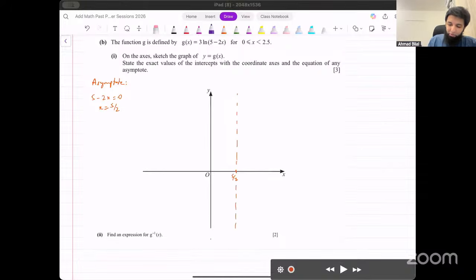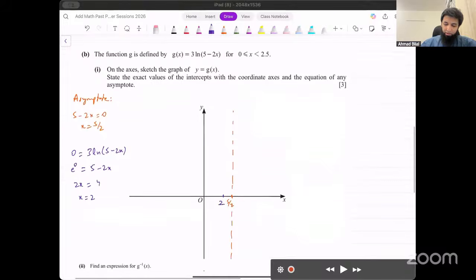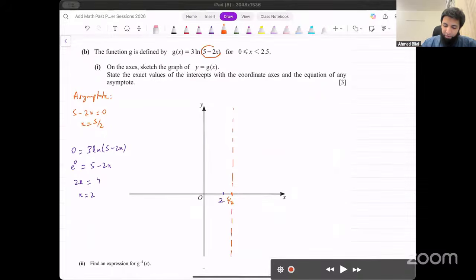What about the intercepts? Put y equal to 0. You get 0 equal to 3 ln of 5 minus 2x. 3 goes to the other side, gets eliminated. E power 0, that equals 5 minus 2x, and then 2x equals 5 minus 1, which is 4x equals 2. The x-intercept turns out to be x equals 2. 2 will be on the left side here. This is the x-intercept. Okay, now what does the graph look like? It is ln of 5 minus 2x.